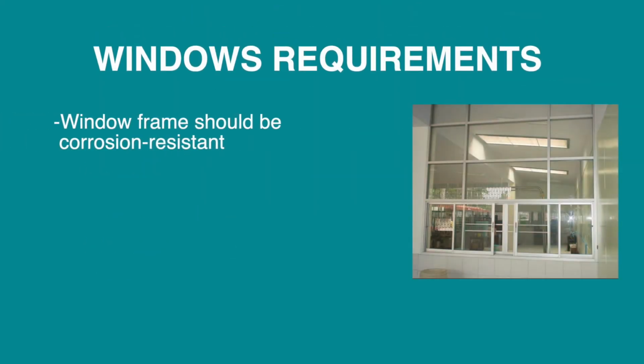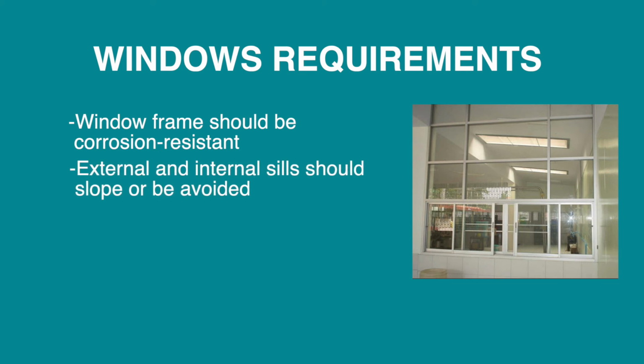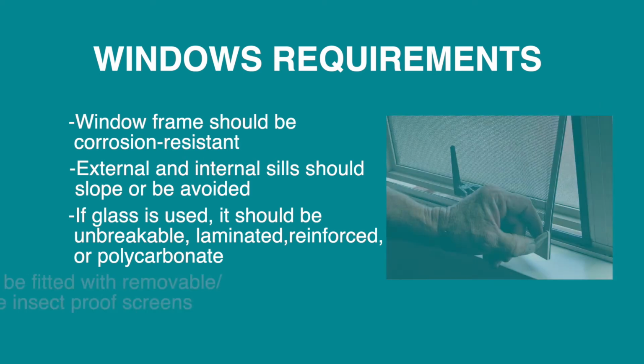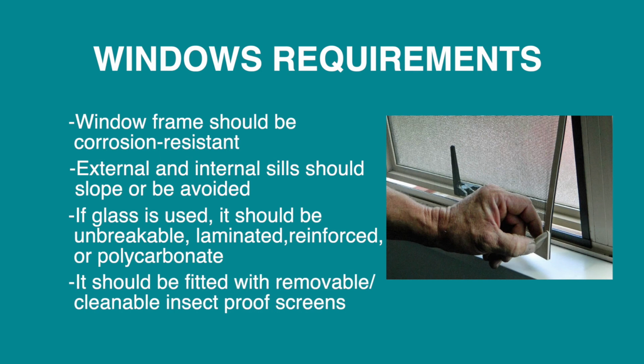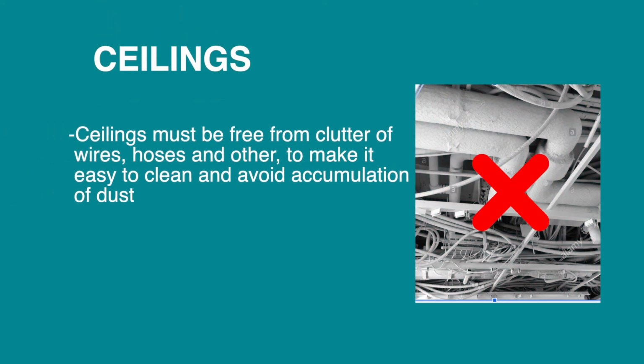Window frames should be corrosion resistant. External and internal sills should slope or be avoided. If glass is used, it should be unbreakable, laminated, reinforced, or polycarbonate. It should be fitted with removable or cleanable insect-proof screens. Ceilings must be free from clutter of wires, hoses, and others to make them easy to clean and avoid accumulation of dust.